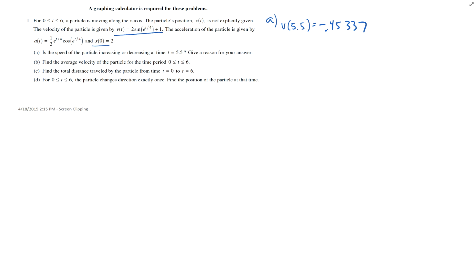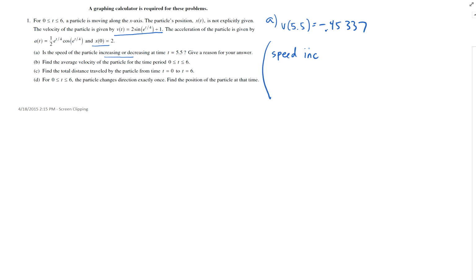How do we determine if the speed is increasing or decreasing? Actually, what are they asking for? They're just asking, is the speed increasing? They're not even asking for what the speed is. I know the speed is the absolute value of that. But how do we decide if the speed's increasing or decreasing? Remember, and this is just a little bit of an aside, you don't have to write this on your test at all. This is just to remind you.